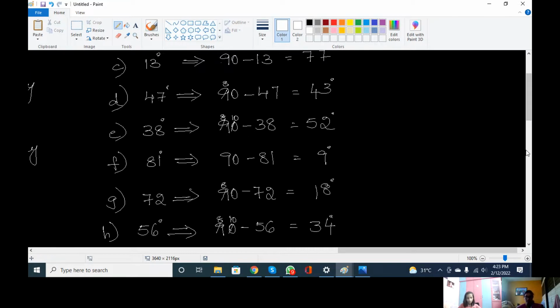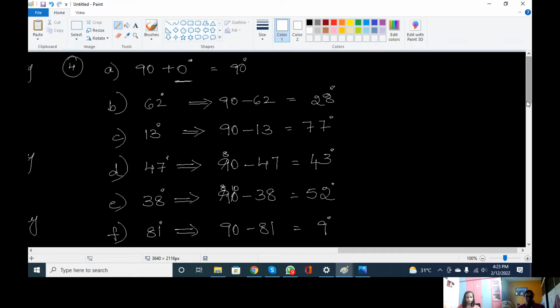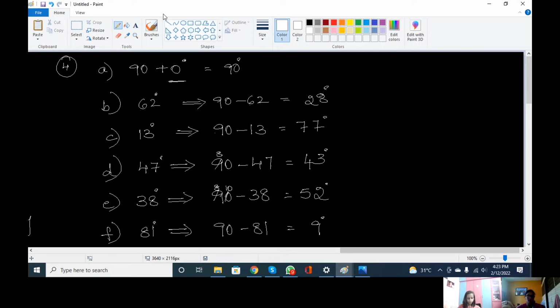Let's do the last bit in this exercise, that is fifth bit. Write the supplement of each of the following angles. You need to write supplementary angles. Supplementary means the sum of two angles should be 180.